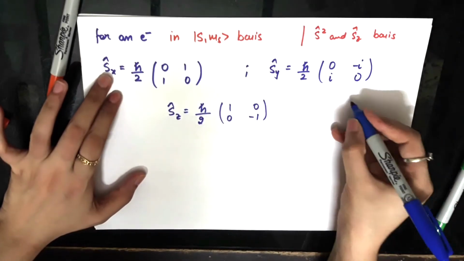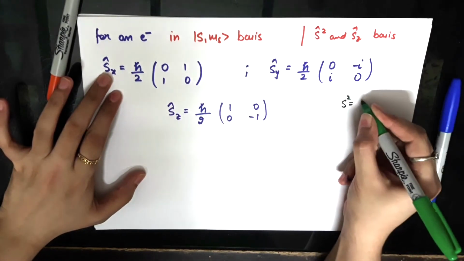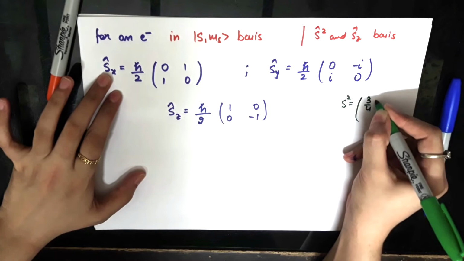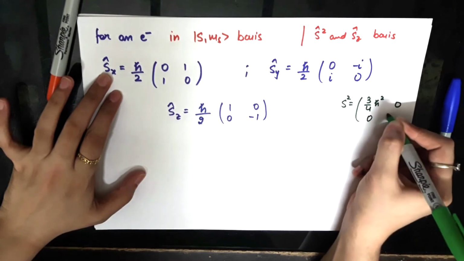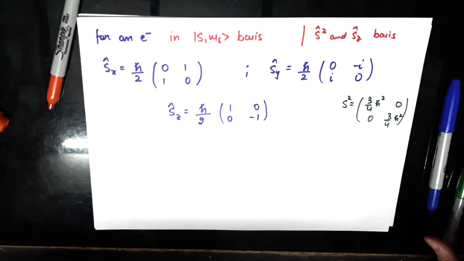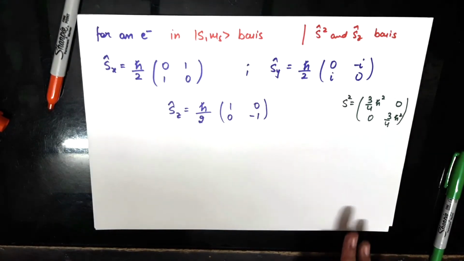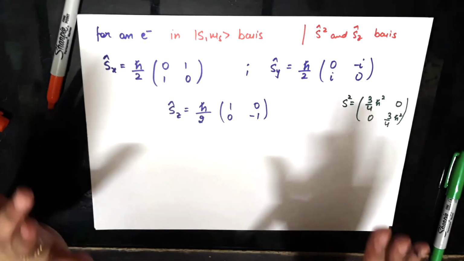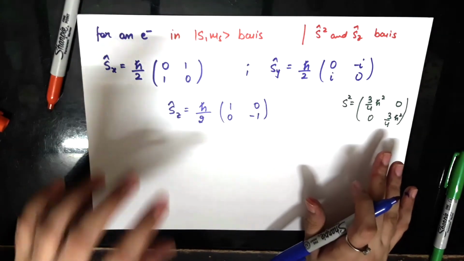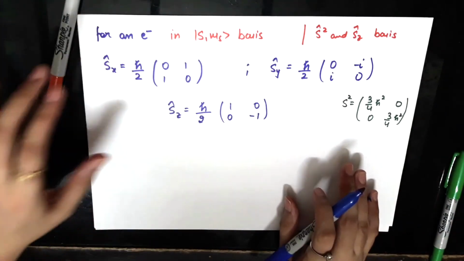And we also had S squared. I would just write it here for completeness. The S squared was 3 by 4 h bar squared, 0, 0, 3 by 4 h bar squared. So this is something that you should know, and we have derived it, but for now I'll be dealing with Sx, Sy and Sz. So now we have successfully derived the explicit form of matrices that would correspond to the spin operator for an electron.